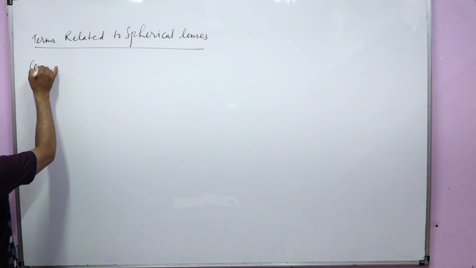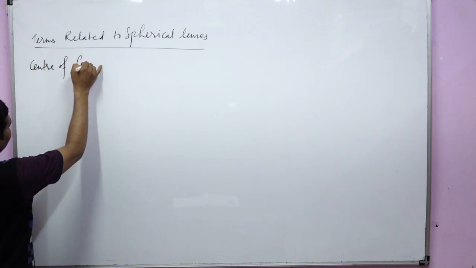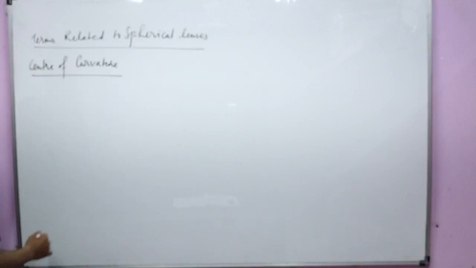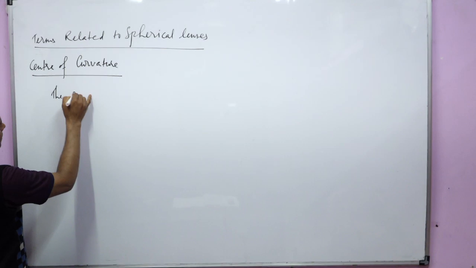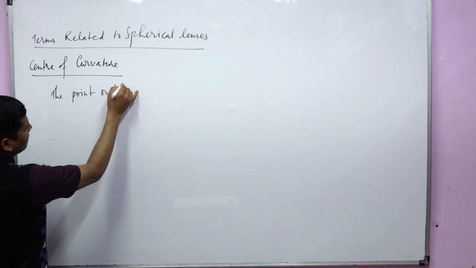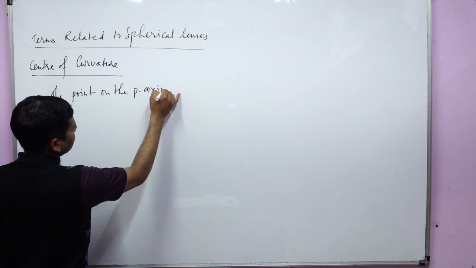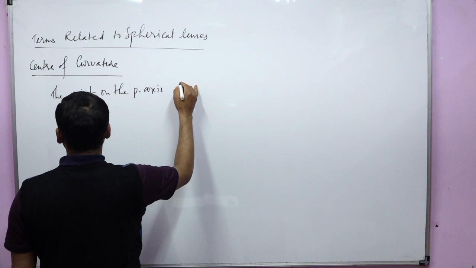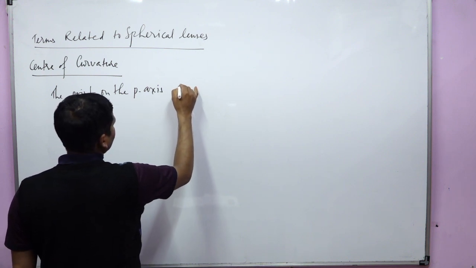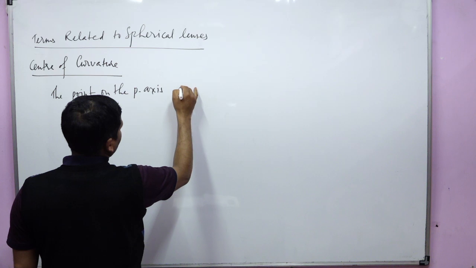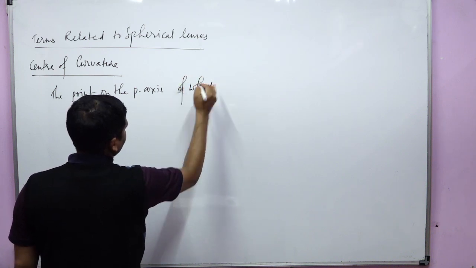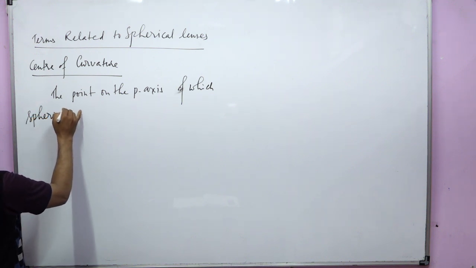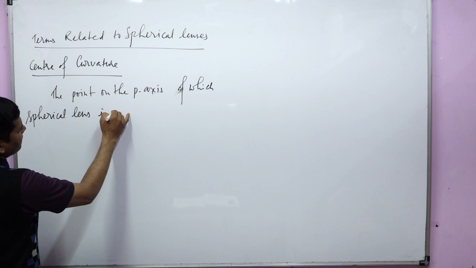That is center of curvature. Center of curvature is the point on the principal axis of which a spherical lens is a part of.